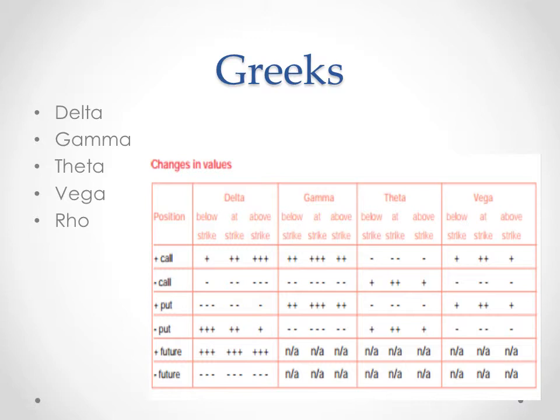The last one is rho, which is the amount that the price of an option changes as compared to a unit increase in the risk-free interest rate, that is the rate of a US Treasury bill. So rho should be positive for calls and negative for puts.